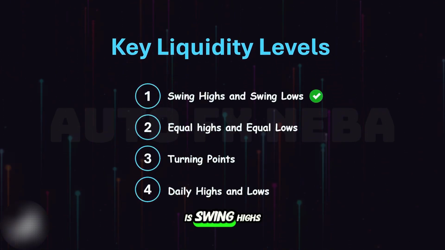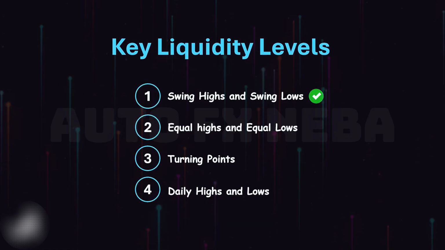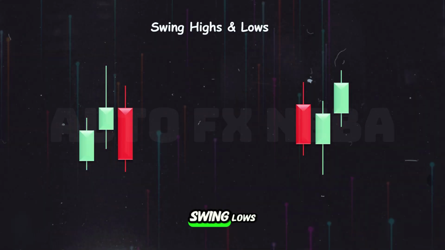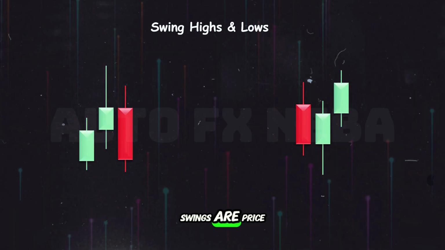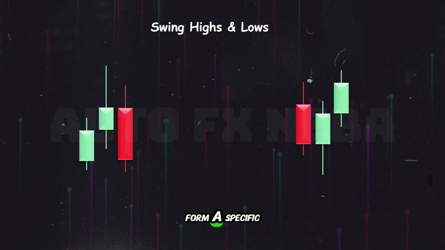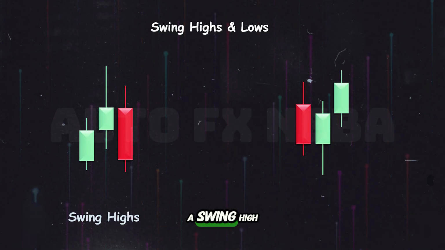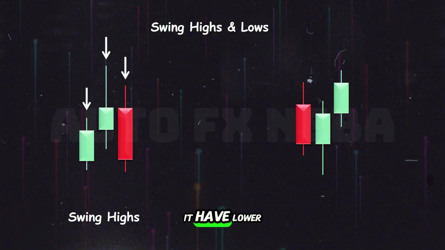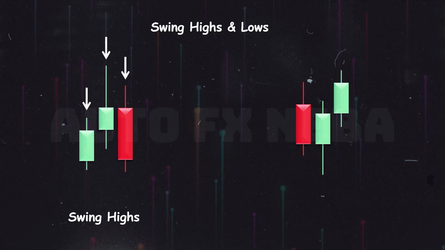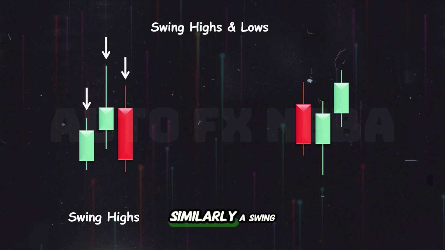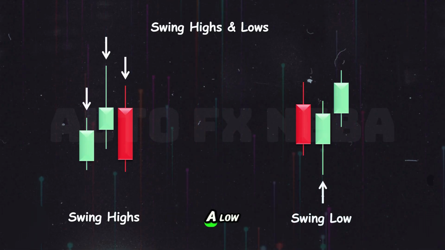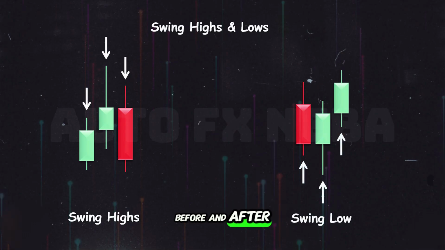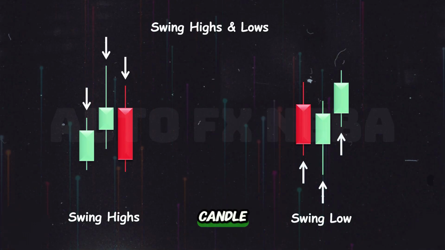The first one is swing highs and swing lows. Now, what are swing highs and swing lows? Swings are price turning points where 3 candles form a specific pattern. A swing high is a candle that creates a high, while the candles before and after it have lower highs than the middle candle. Similarly, a swing low is a candle that creates a low, while the candles before and after it have higher lows than the middle candle.